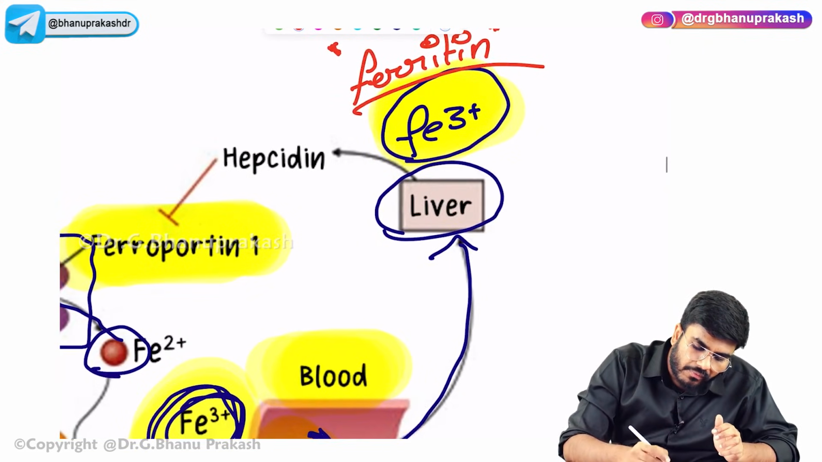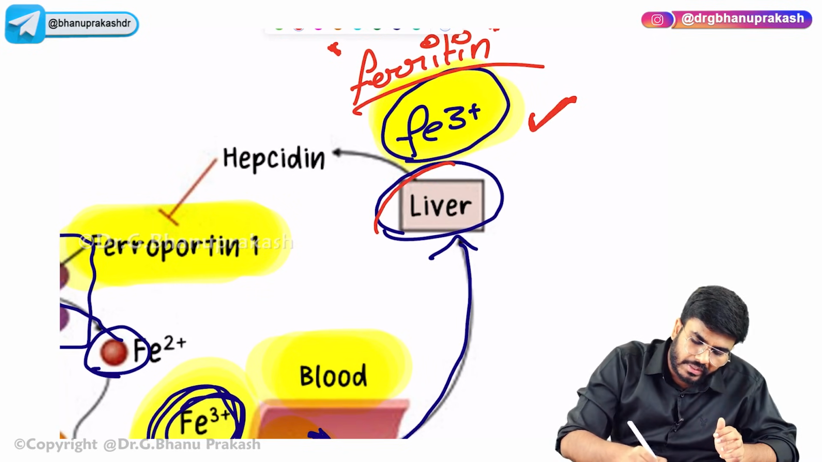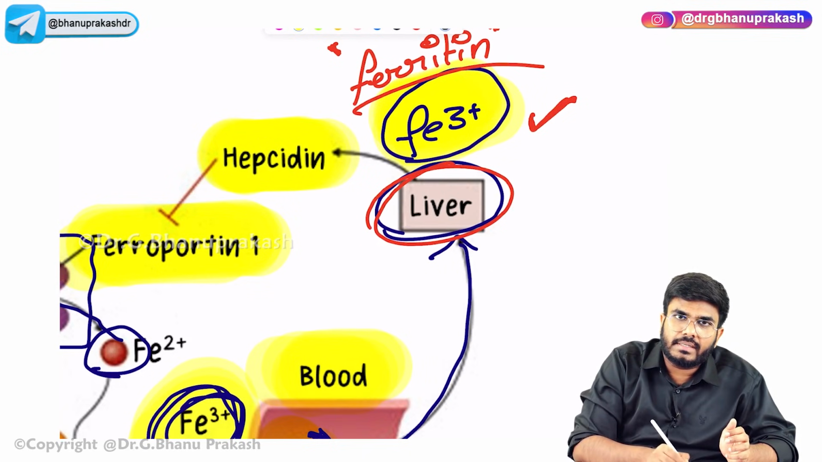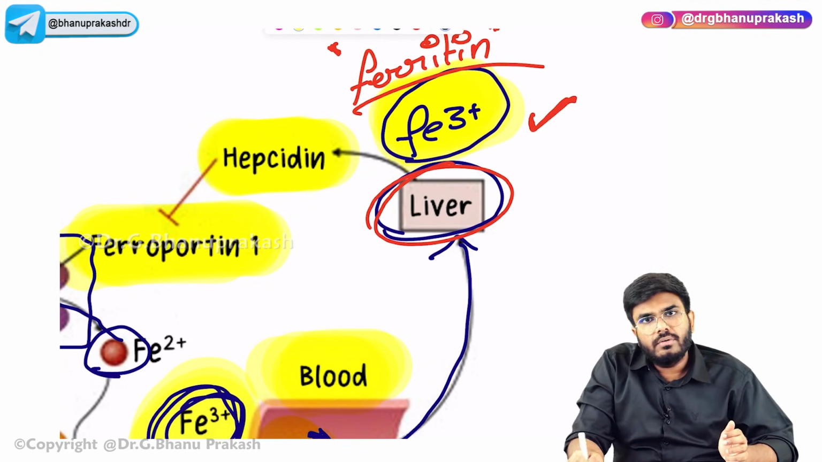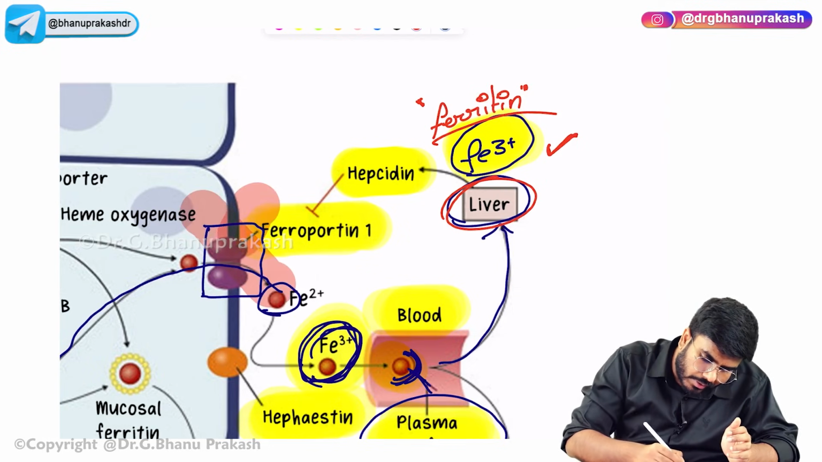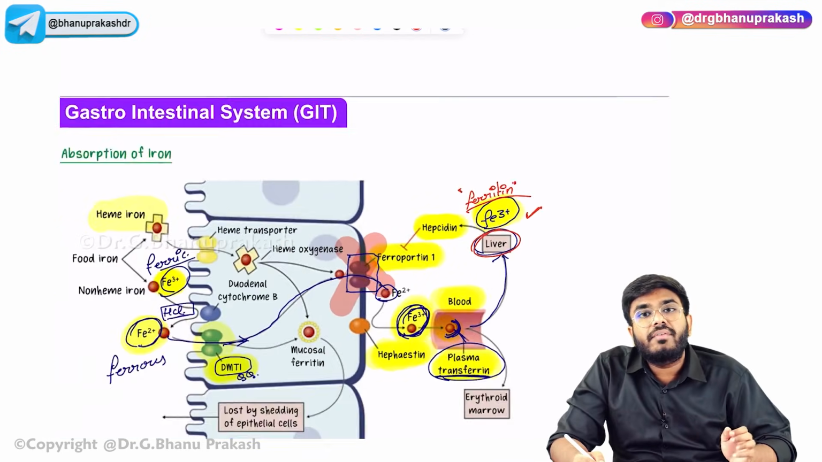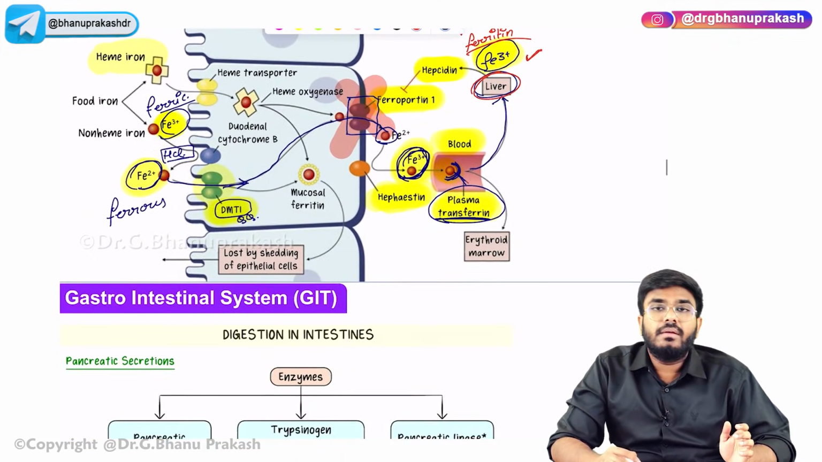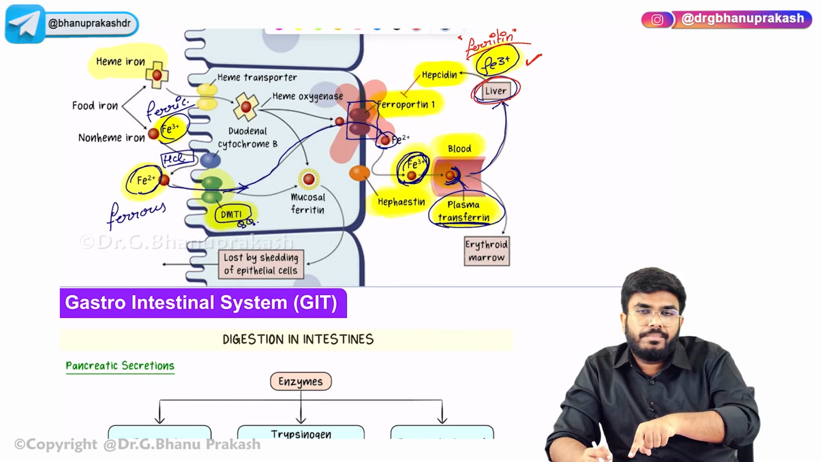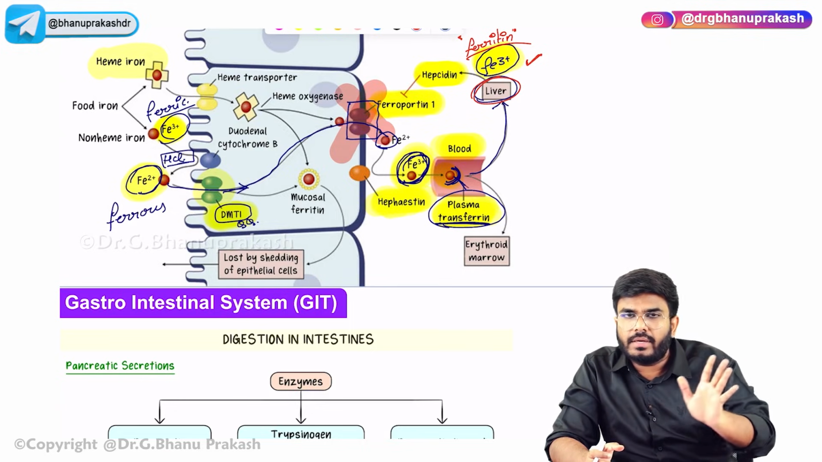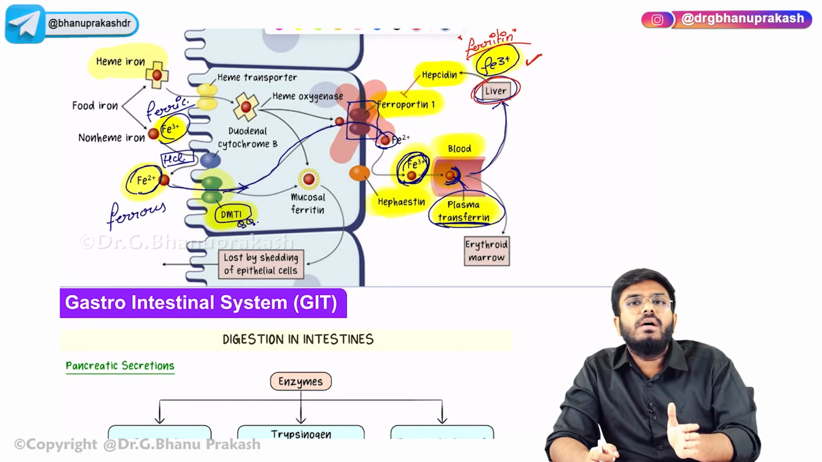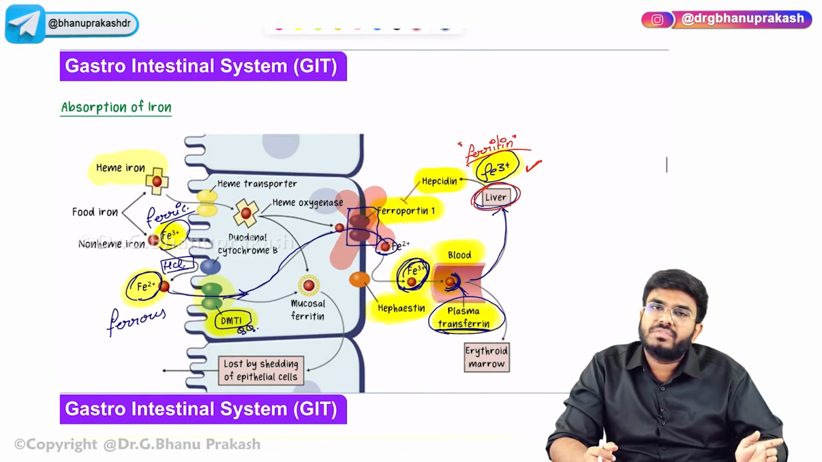Once you have enough iron, your liver produces a substance called hepcidin, an acute phase reactant. What will this hepcidin do? Hepcidin inhibits ferroportin, which means hepcidin inhibits the uptake of iron into the blood, not into the enterocyte. It inhibits the entry of iron into the blood. So these are the important points which I want you to know.